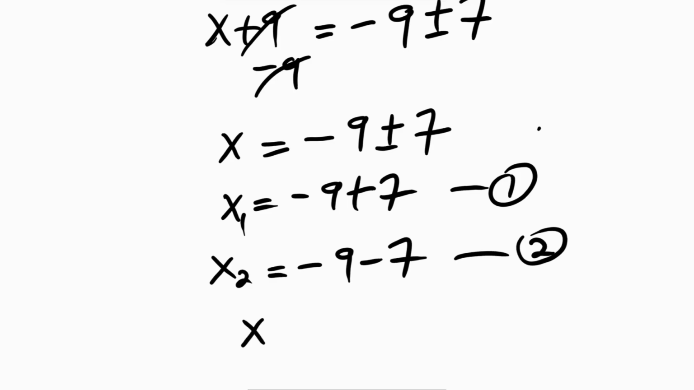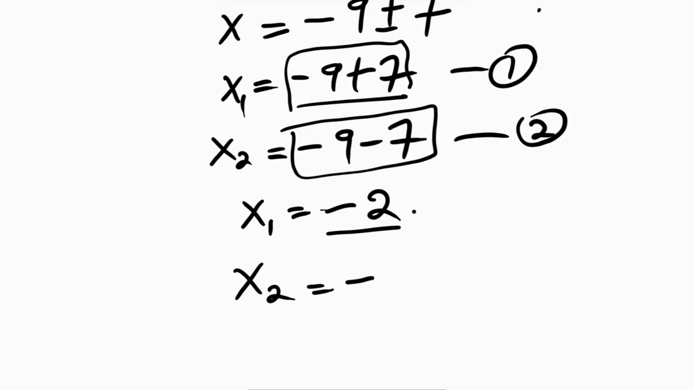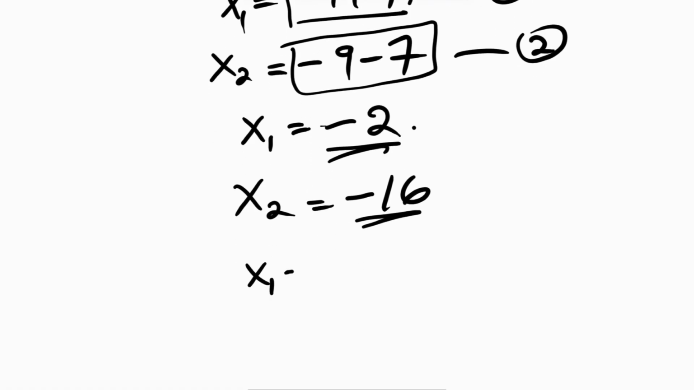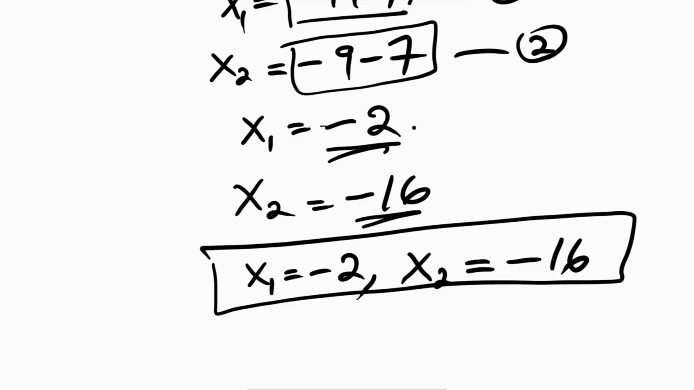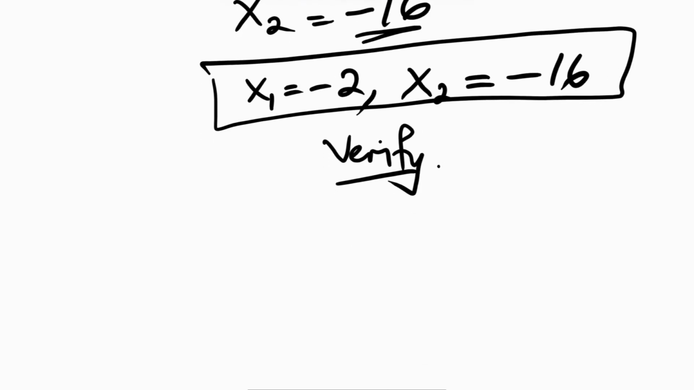So now that means x1 is equal to minus 9 plus 7, which will give us minus 2. Okay? And then for the second one, x2, minus 9 minus 7 will give us minus 16. So x1 is equal to minus 2, and x2 is equal to minus 16, just like the answer we got earlier, but now using a different method. So let us go ahead and verify just to make sure that our answers are correct.